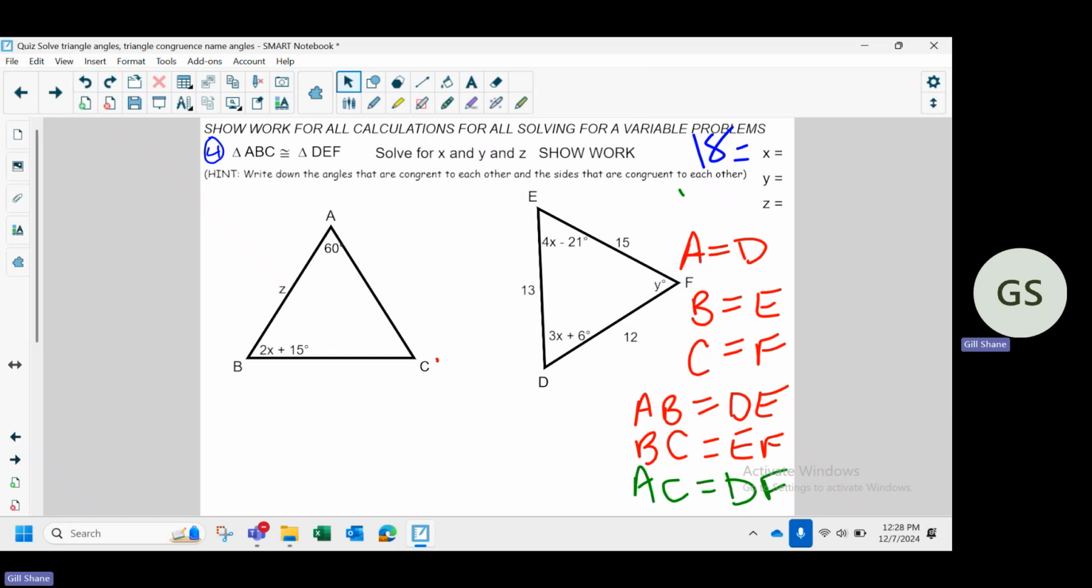So again, Y is the measure of F. There's a degree symbol there, so it's telling you it's the measure of an angle. It's right where angle F is. So again, angle F means this is Y. That measurement right there is Y degrees.